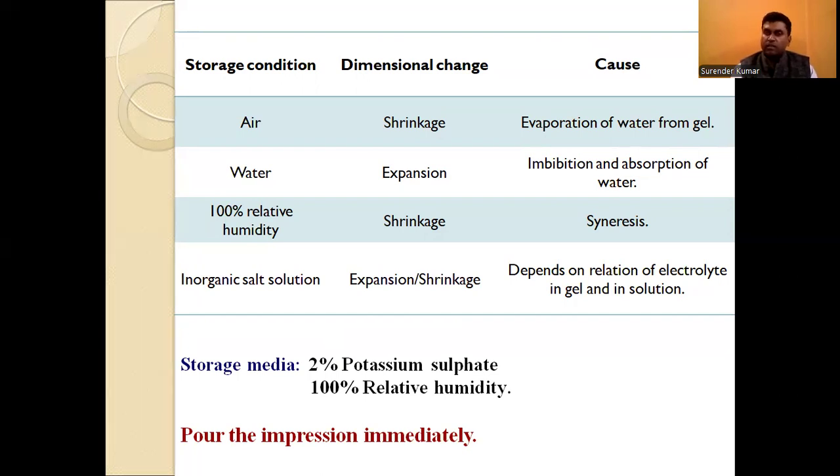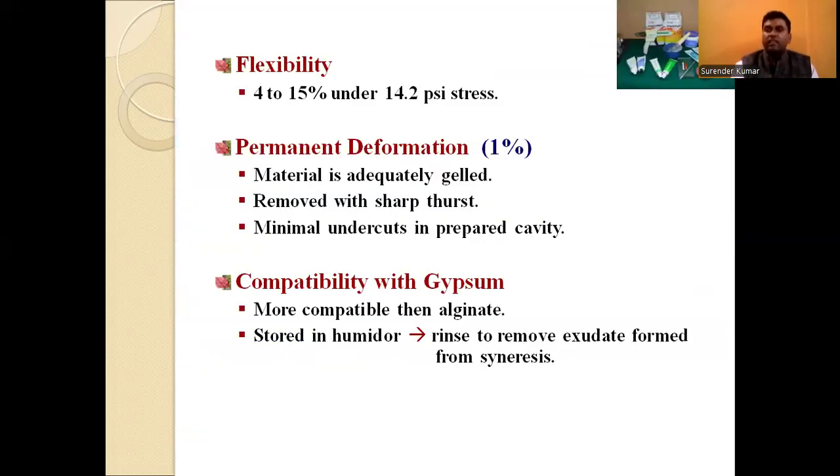Storage media: 2% potassium sulfate and 100% relative humidity. But we advise that we should pour the impression as soon as possible. Flexibility is 4 to 15% under 14.25 stress. Permanent deformation is 1% if the material is adequately gelled, removed with a sharp thrust, and there is minimum undercut in the prepared cavity.